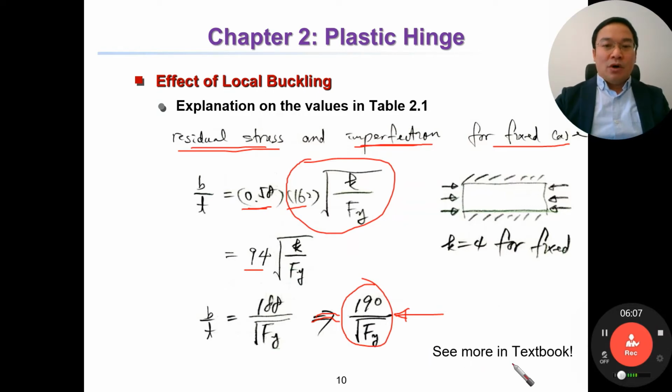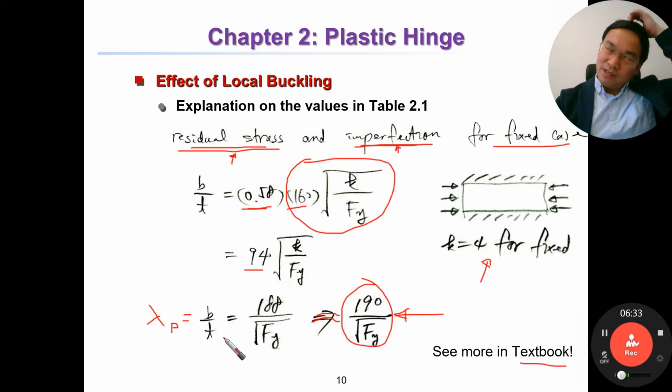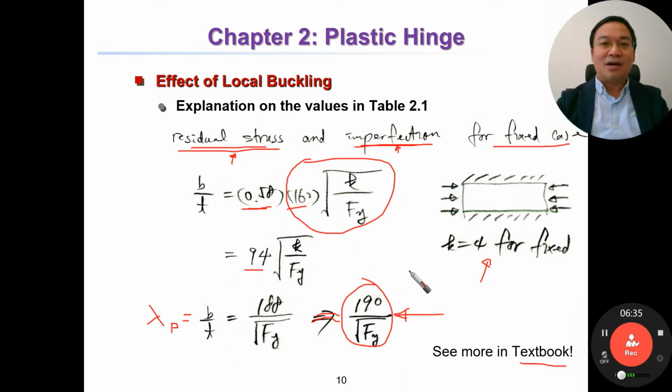You can see more in the textbook for different conditions, different structures, and also different boundary conditions. Then we have different values of lambda p. You can see more in the textbook, but I try to explain for you to understand what is the meaning of lambda p for the compact section. Now I hope that you understand that very clearly, right? It's very simple. So it depends on several conditions.